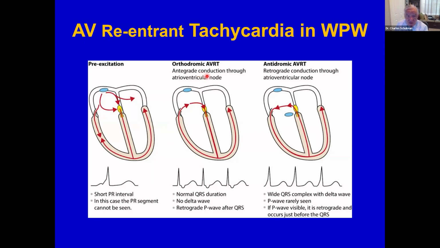orthodromic AV reentry, where the impulse goes down the AV node and back up the bypass tract, giving you a narrow complex with a negative P wave afterward, or antidromic, where the impulse goes down the bypass tract and back up the AV node, giving you a wide slurred QRS complex, which is what I just showed you.